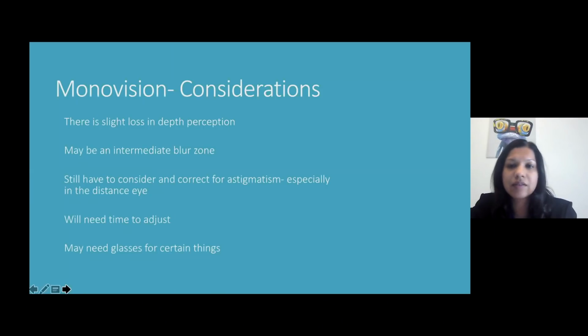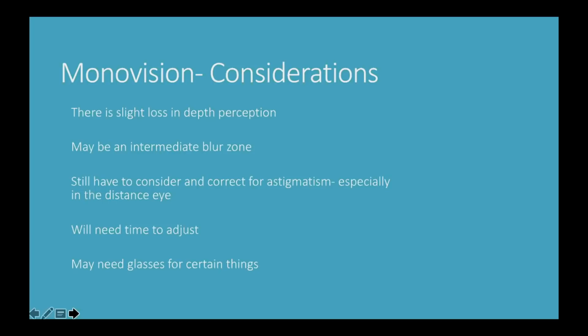A few things to consider with monovision: because each eye is set for a different distance, a different focal length, a different target, there is a slight loss in depth perception because there's a difference in what each eye is seeing. There also might be an intermediate blur zone. So if you target one eye for distance and one eye for up close reading vision, the computer could be slightly blurry.